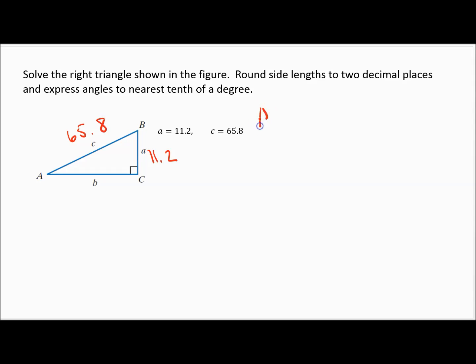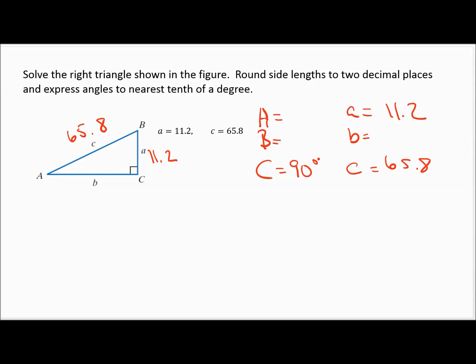Alright, now what are we looking for? Again, angle A, angle B, angle C, side A, side B, and side C. Okay, fill in what we know. A is 11.2 and C is 65.8. And don't forget 90 degrees. Notice, again, we're given 3 bits of information. We're still looking for 3 bits of information. Now, if you want to, you could go ahead and find side B, couldn't we?